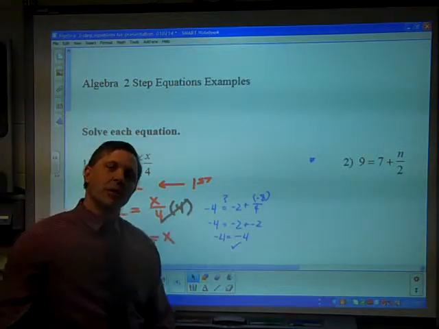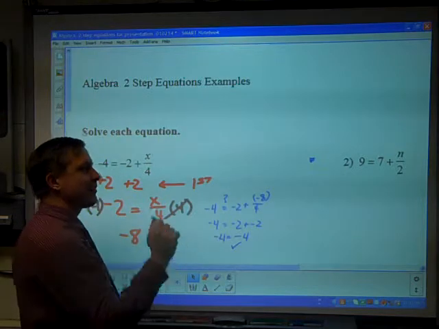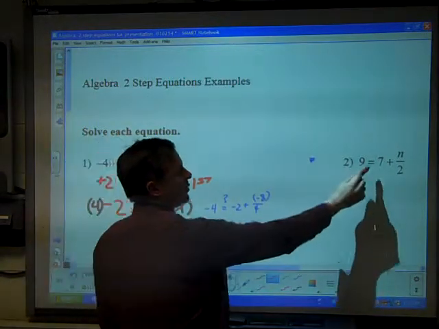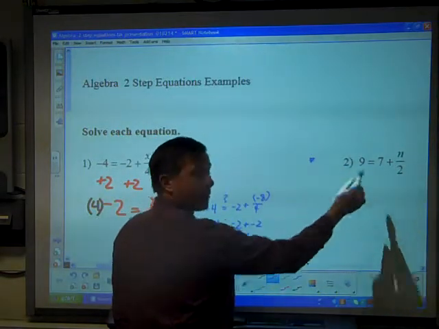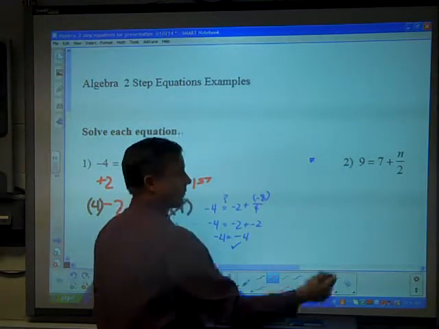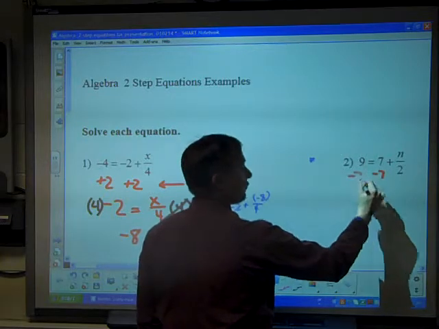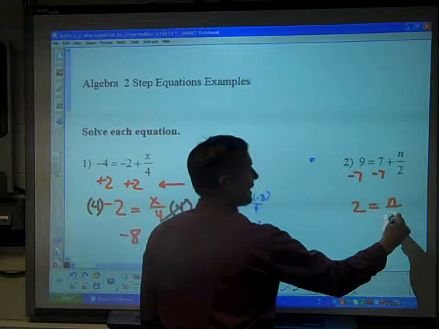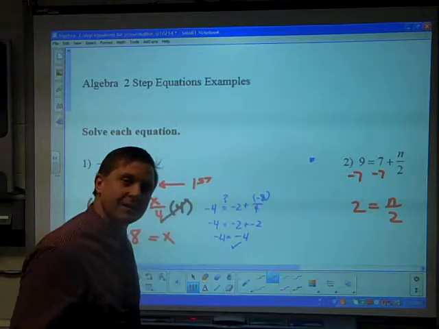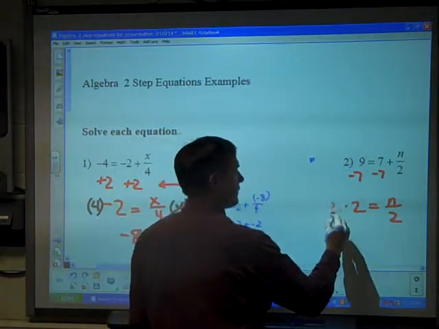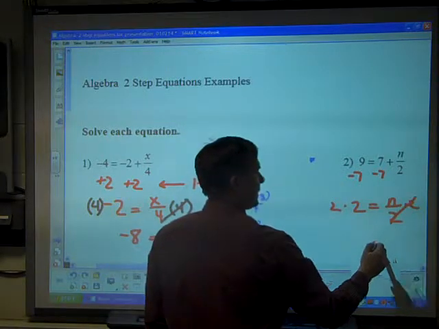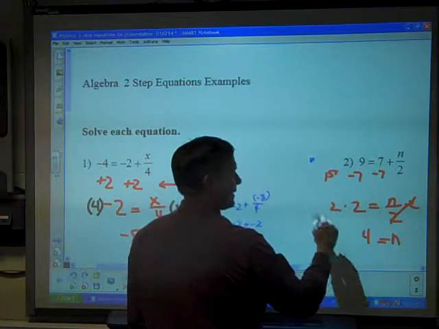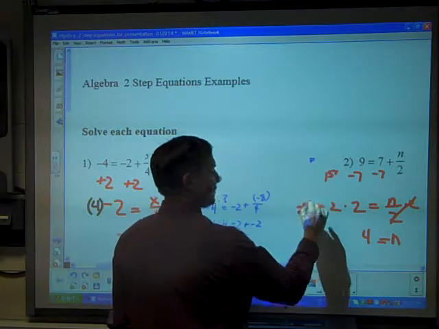I'm going to work through the rest of them quite a bit faster. I'll talk about the number of steps, but every time we look at these, we want to talk about how many terms there are. So on number 2, how many terms are there? 1, 2, 3. So we're going to look to add or subtract first. We're going to subtract 7 first on both sides. Get 2 equals n over 2. Again, the variable n is being divided. The opposite operation is multiplied. And I get n equals 4. First step, and then multiplying is the second step, two-step equation.